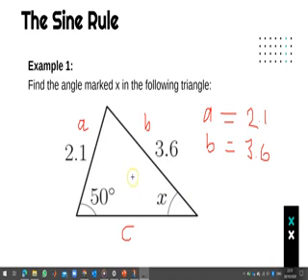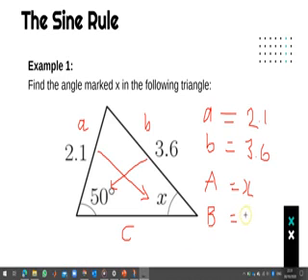And also the corresponding angle of a is this one, given as x. So we say the angle A is equal to x. And for b, the corresponding angle of side b is given as 50 degrees. So the angle B is equal to 50 degrees, which is given.